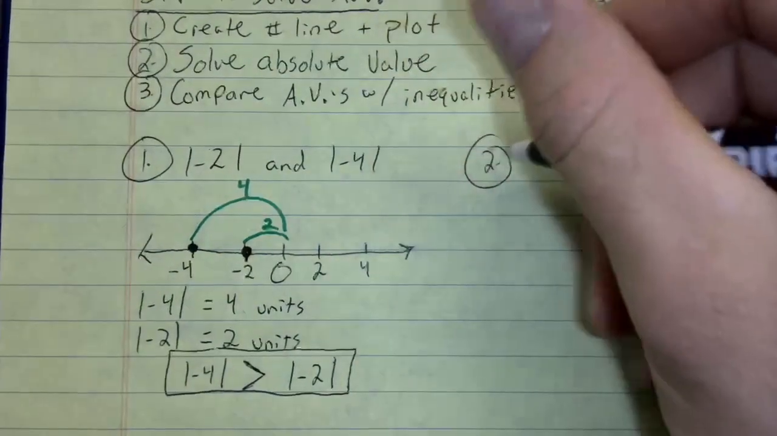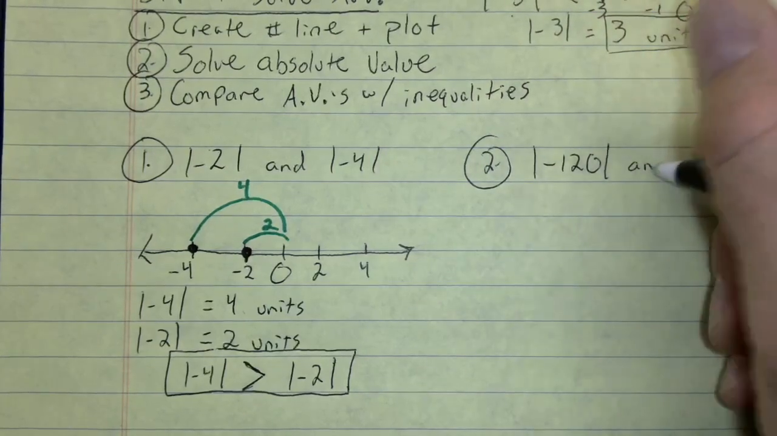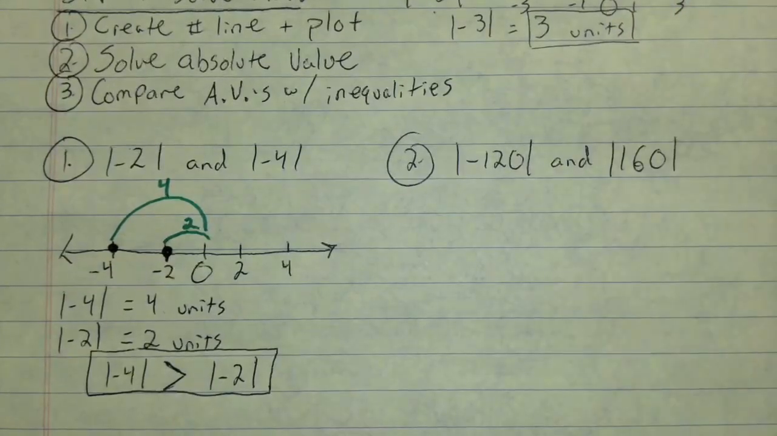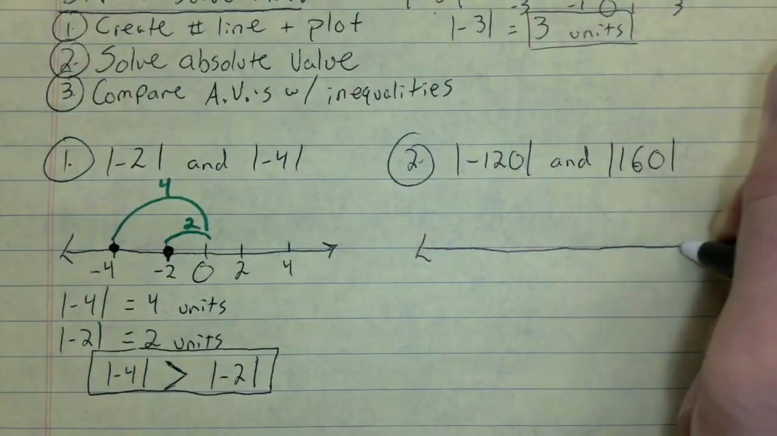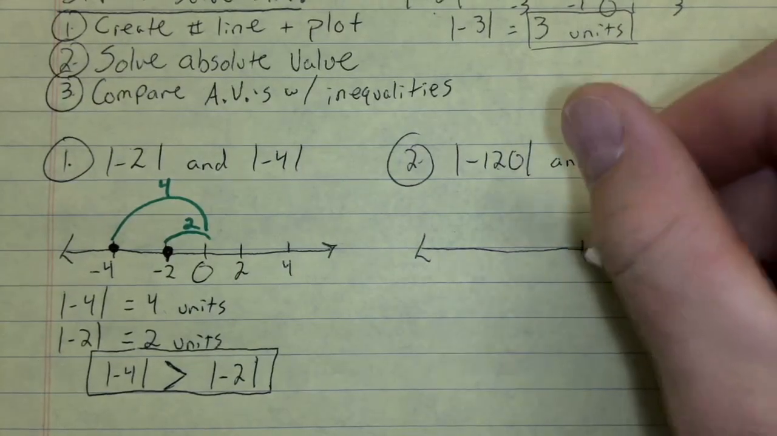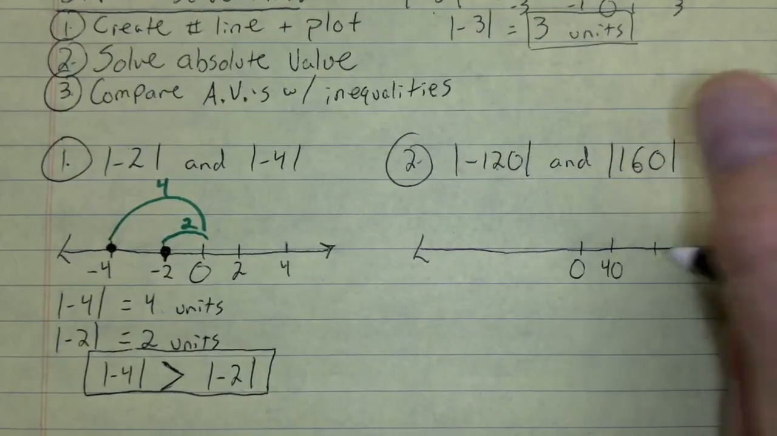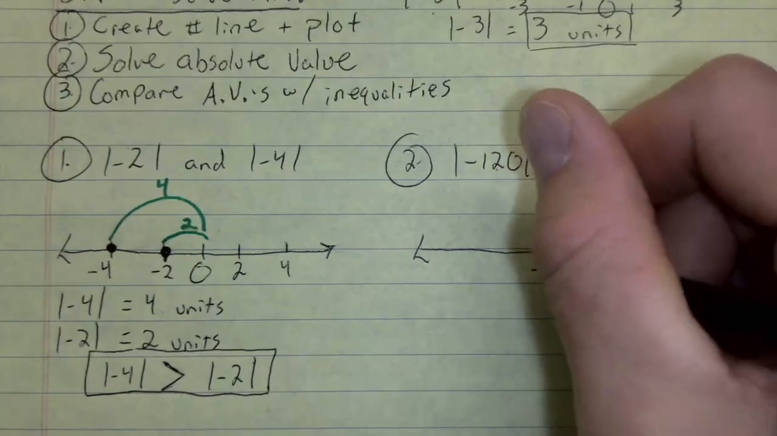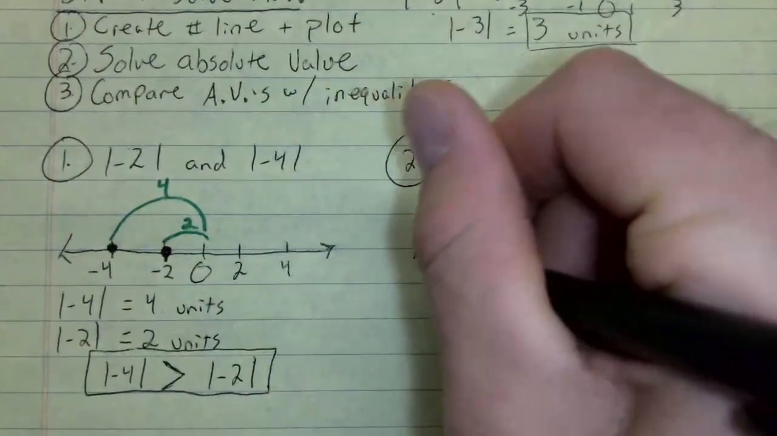Number 2 is the absolute value of negative 120 and the absolute value of 160. All right, so step 1 is just to create your number line. Just skip a line so you can add your arcs in there. Try to keep it nice and straight. And then we have a negative and a positive number here. So just go and place 0 right in the center. And easy numbers to go up and down by would be 40, 80, 120, 160, negative 40, negative 80, negative 120, negative 160.